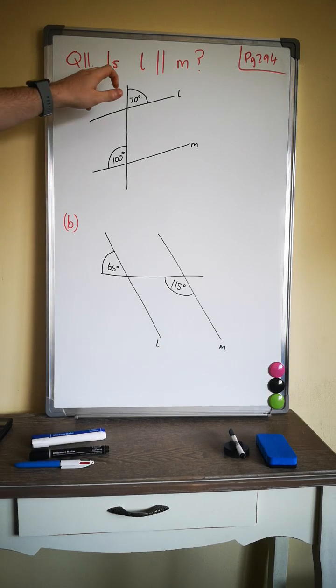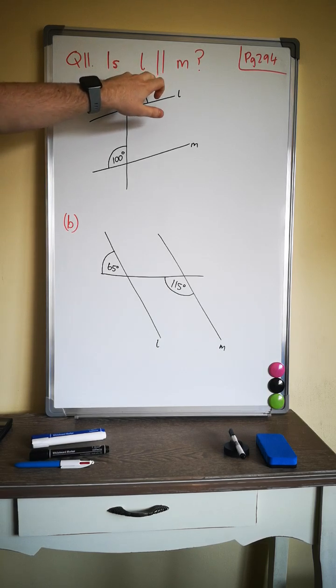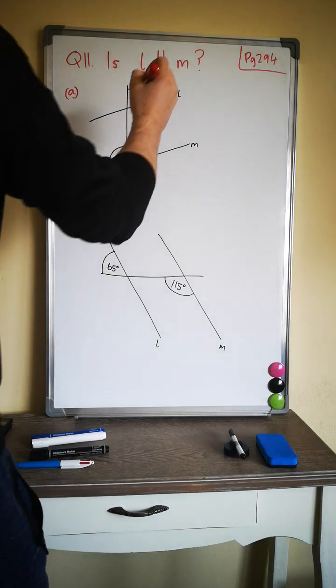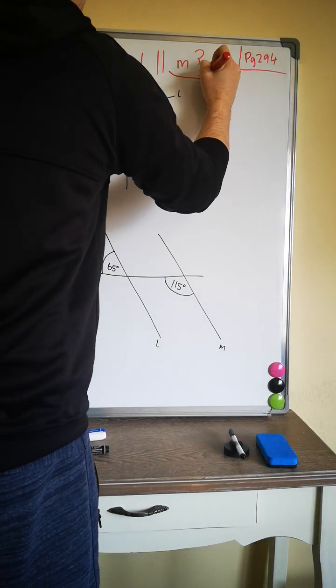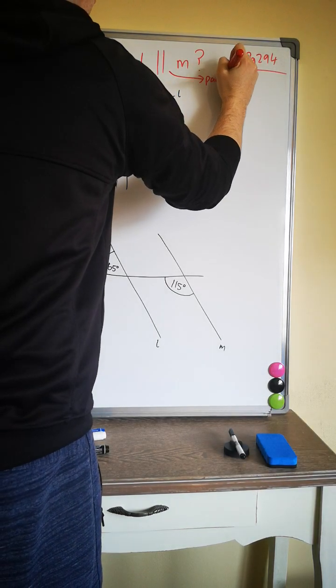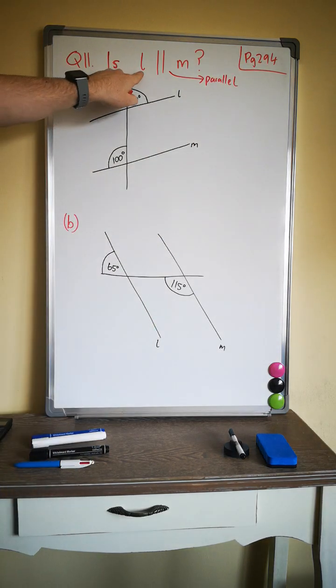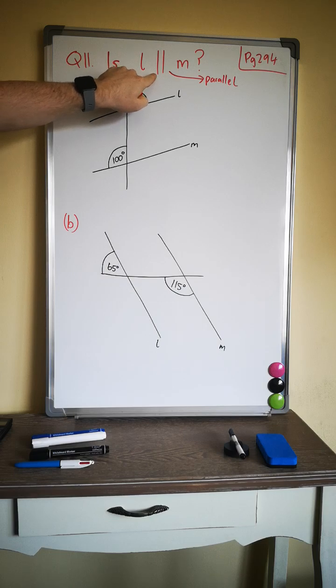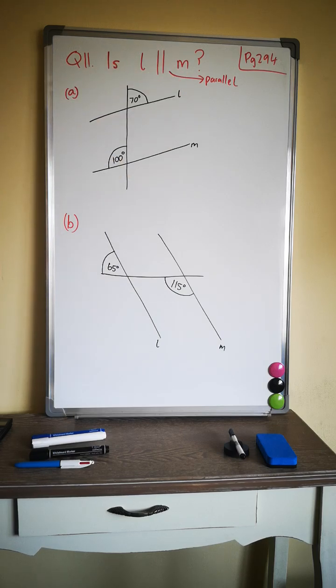It says, is L, and has two lines. Okay, this means parallel. So is L parallel, so the two lines we did the last time, is L parallel to line M? So you're given two questions, A and B. Now they look parallel, but you have to actually prove using maths, are they parallel?